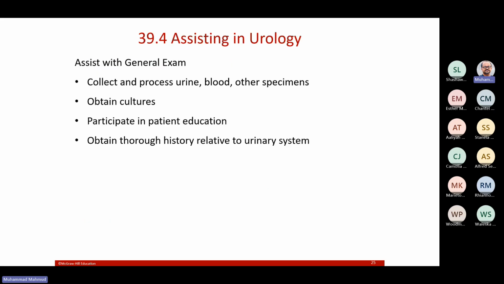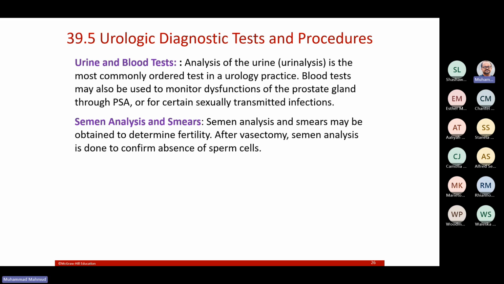So we just completed this first part of the lecture, which is OBGYN. The second part is short. That's about urology, where we will consider some urological problems for both male and female. Urinalysis, the analysis of urine, is the most commonly ordered test, and a blood test may also be used to monitor dysfunction of the prostate gland through PSA. I'll talk about the PSA and the prostate cancer in a little more detail later on.